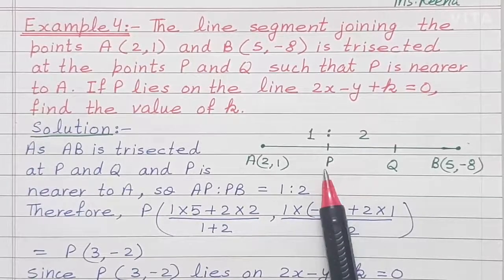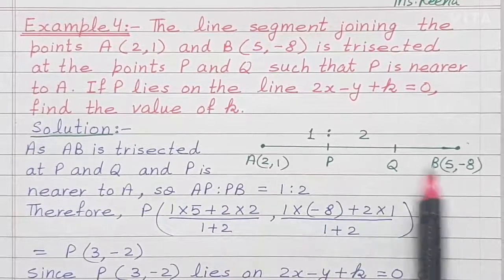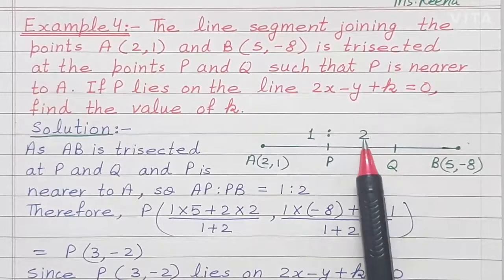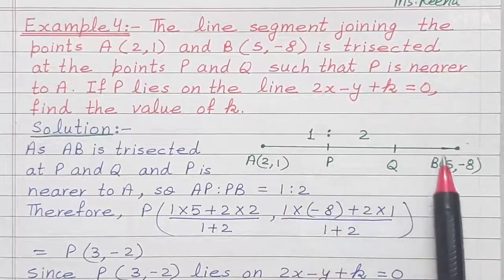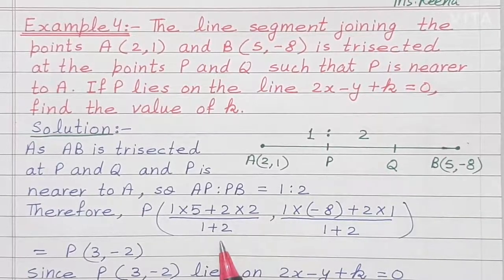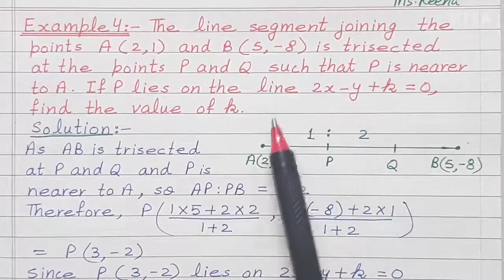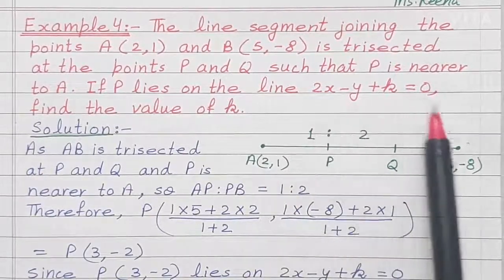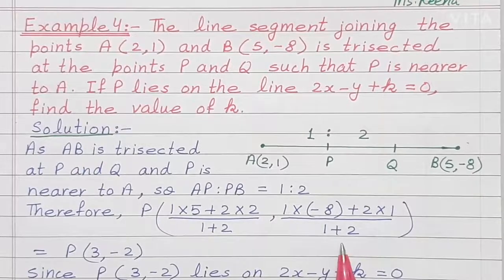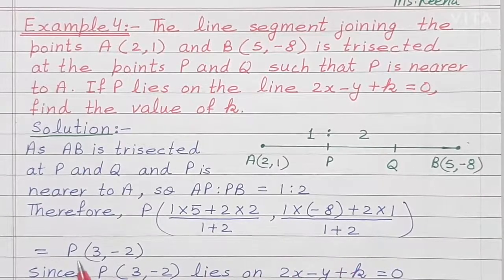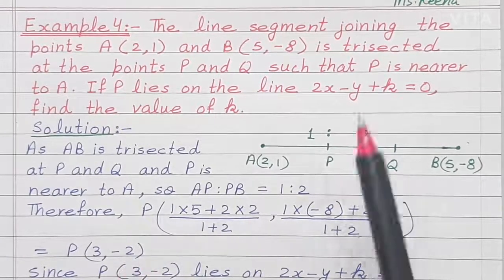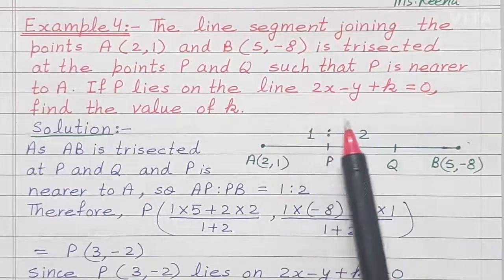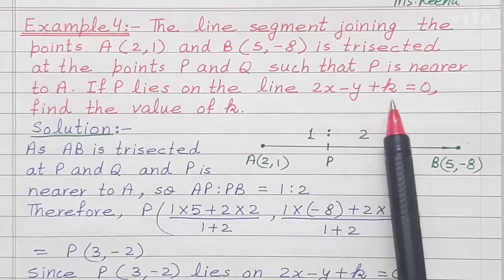So how will we find it now? We know the ratio, we know the coordinates also. So 2 into 2 plus 1 into 5 upon the sum of the ratio. Then 2 into 1 plus 1 into minus 8 upon the sum of the ratio. So the coordinates are (3, -2). Clear?